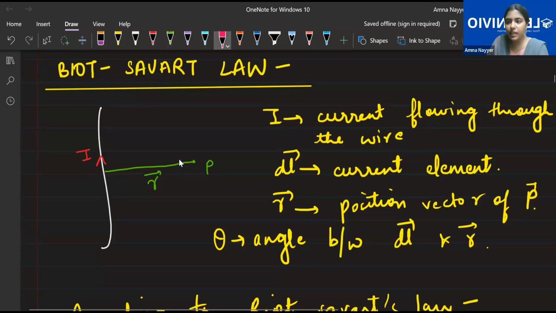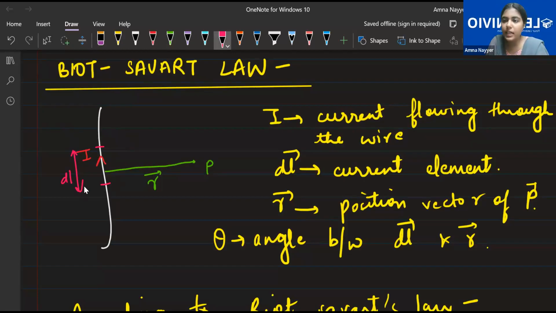Now, for convenience, we are going to consider a very small current element. In the sense, if I take a very small length of the wire, which is the current element. A very small length of the wire I have taken. So this is dL. We are going to consider dL because we are going to talk about different kinds of shapes. So if we know dL, we can find out the rest of the shapes also. For different shapes, we can find out the values of magnetic field.